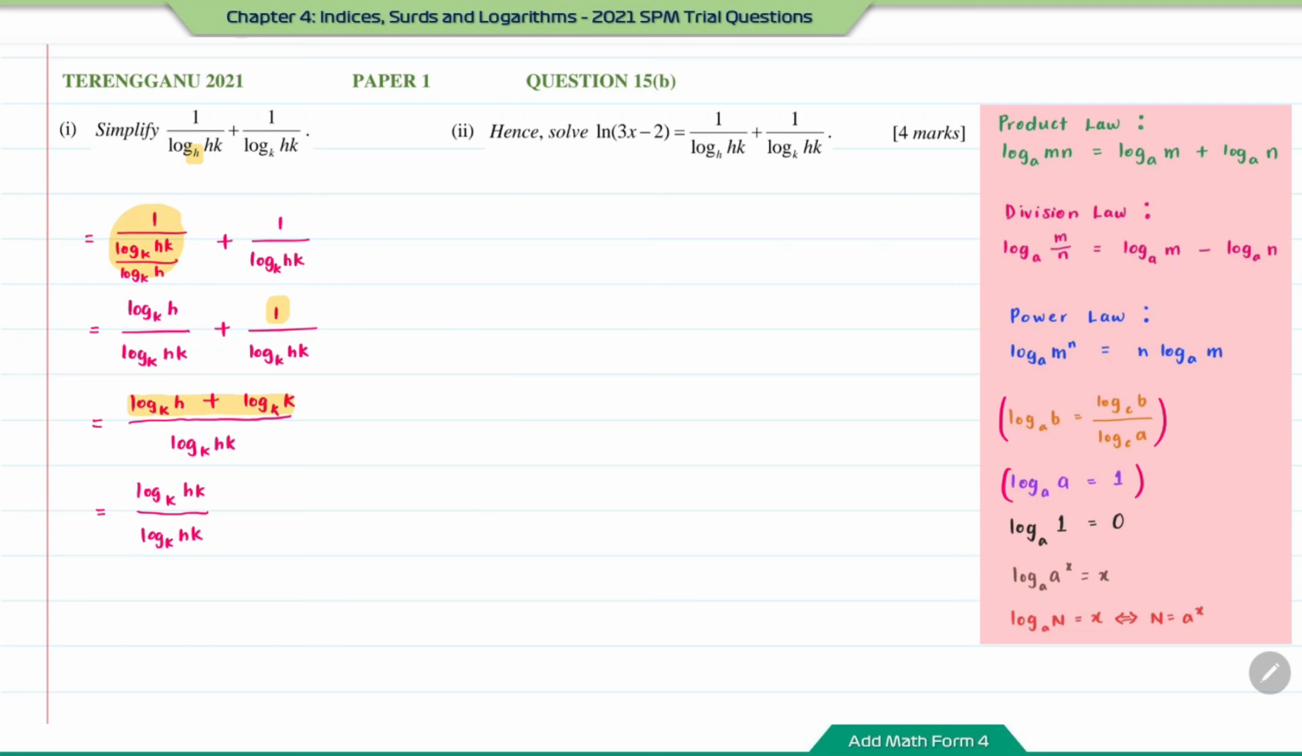Now the numerator and denominator are the same, so I can simplify this. Therefore, the answer is equal to 1.